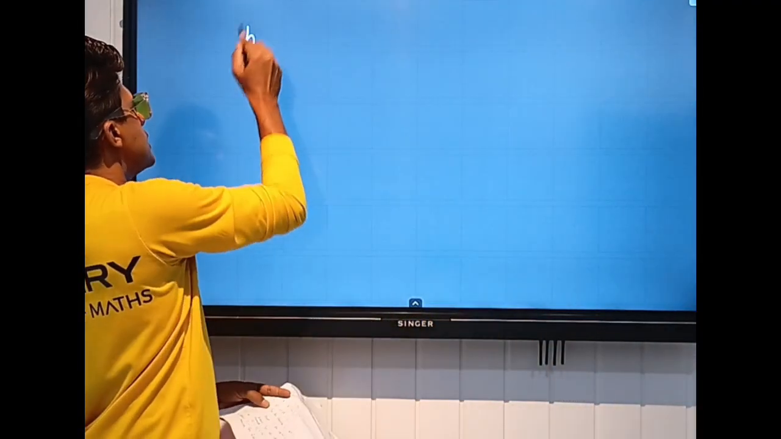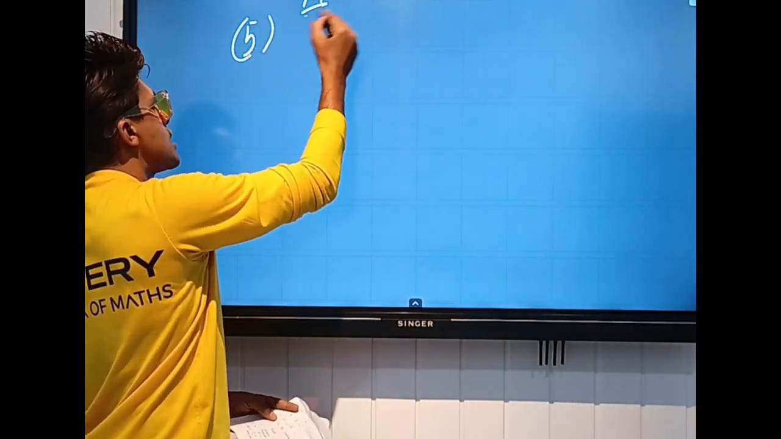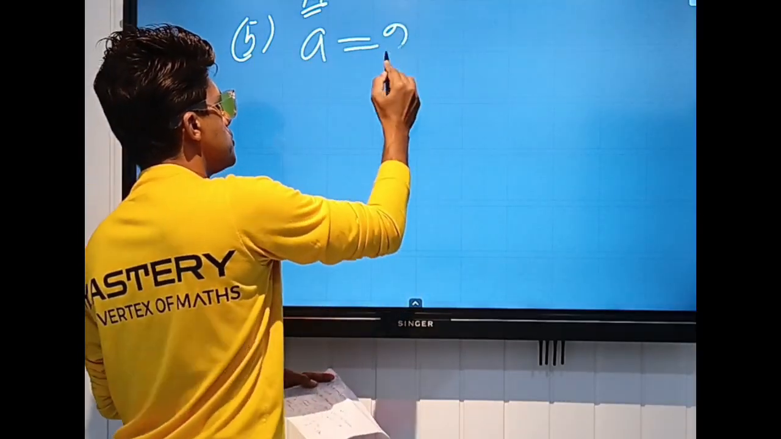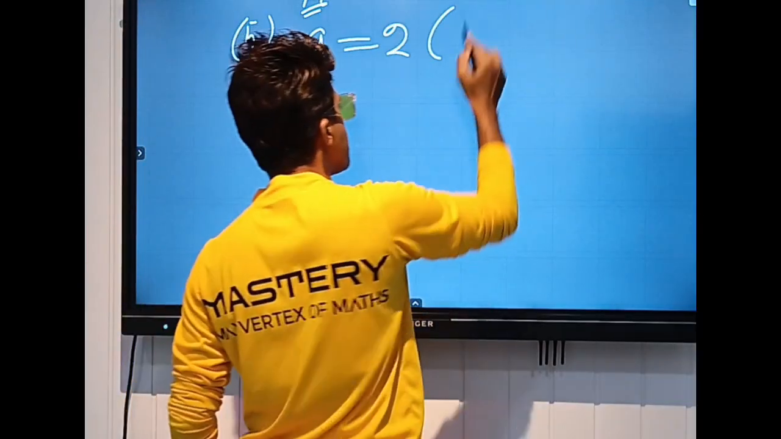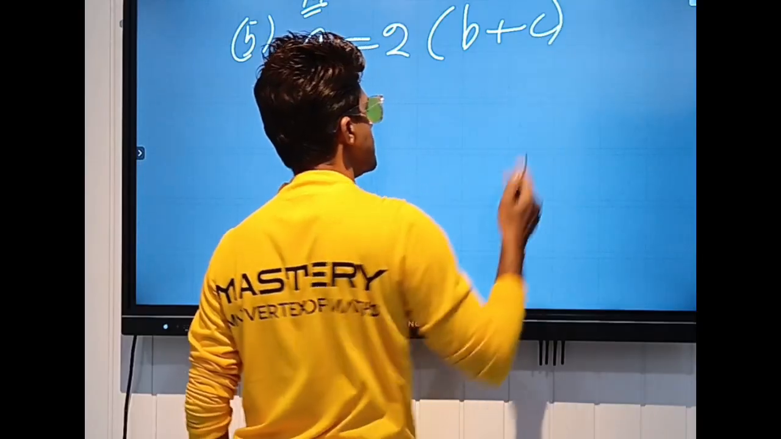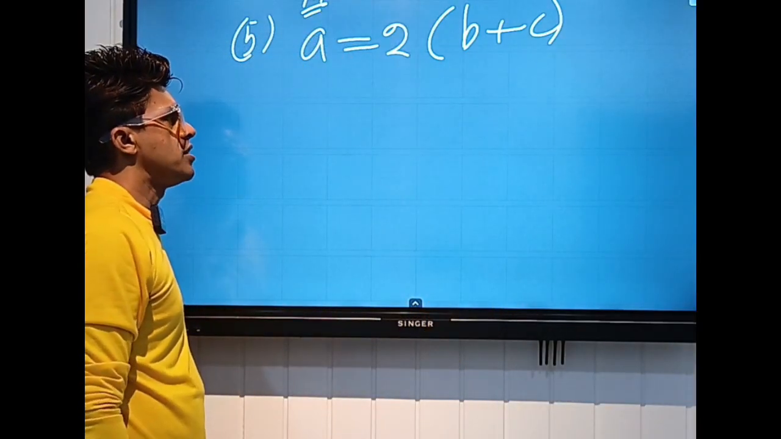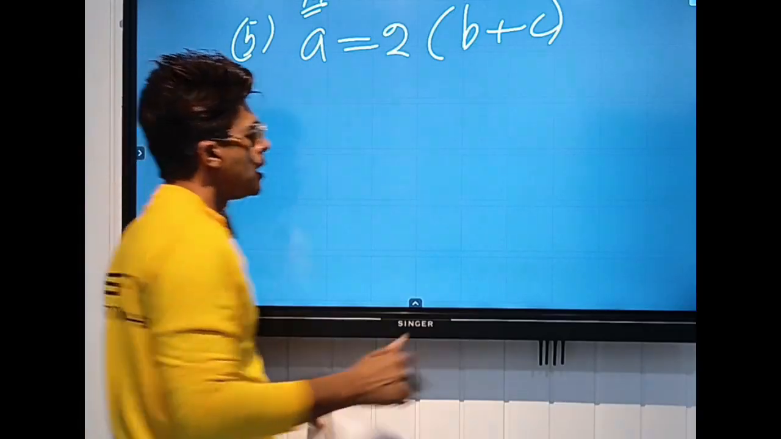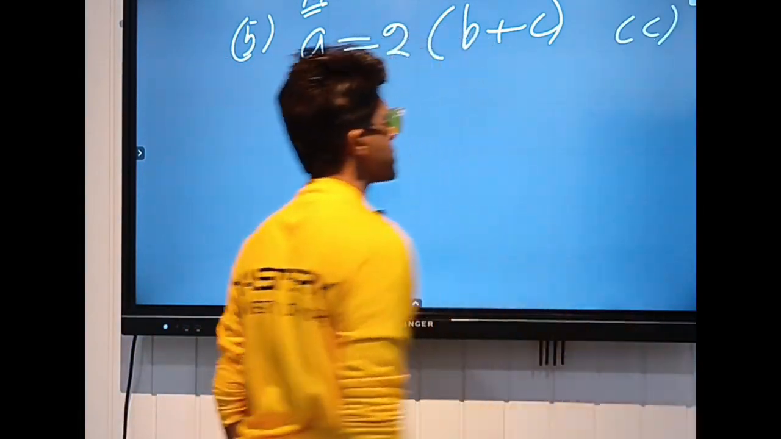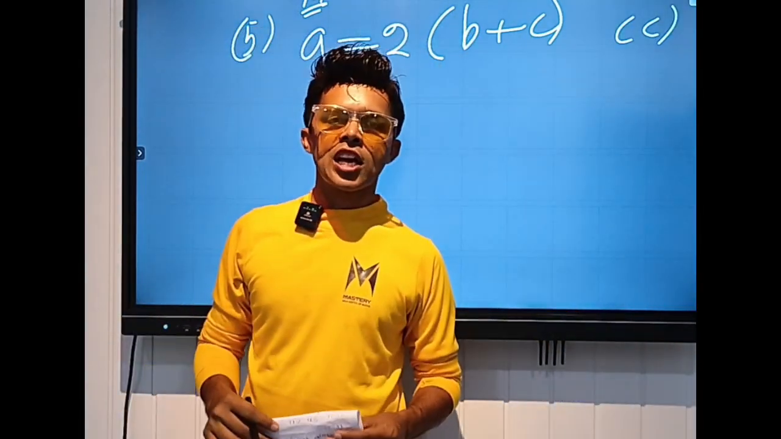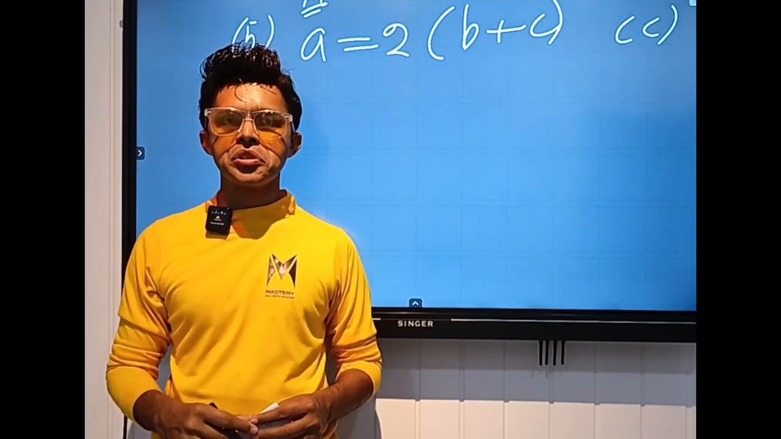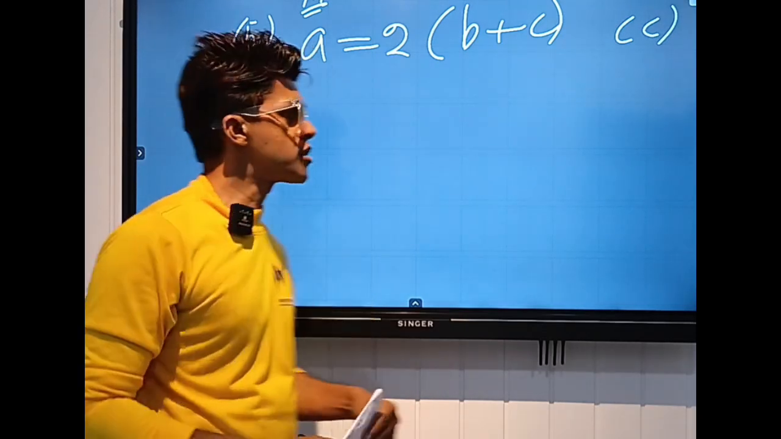Next is the fifth question, from exercise 7.1. A equals 2 times (B plus C). I think the best way of getting the answer here is to make C the subject. Firstly, you could remove the brackets. There are two ways of obtaining the answer here. My suggestion is to use this method.